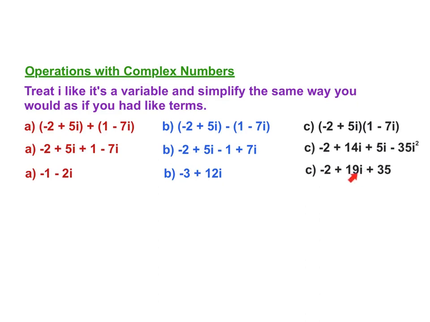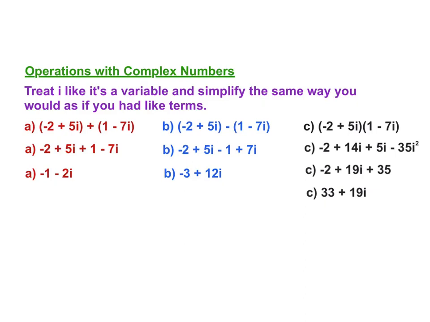Now I can go one more step on this part C, right? What are the like terms that I can still combine? -2 and 35, which is 33. So my answer for C is 33 plus 19i. Now, those of you who had 19i plus 33, that is not complex number form, right? Complex number is the real part, then the imaginary part. So 33 plus 19i is the way that it needs to be written, okay? So just make sure that you get it flipped around and you're good to go.